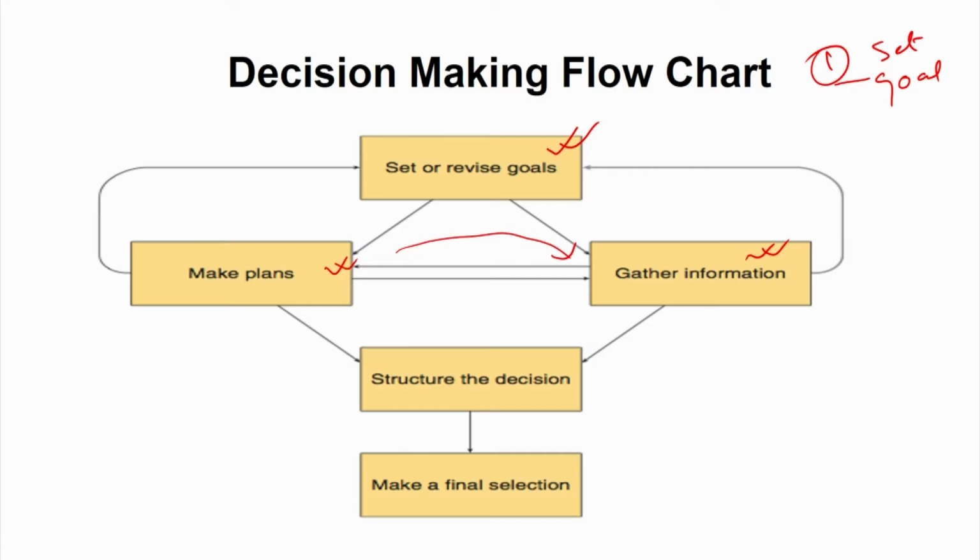This process of setting the goal, gathering information and making a plan is cyclic in nature, in the sense that as more and more information comes to you, your plans keep on changing, and so does the goal keep on shifting. This has to be done until people attain a certain level of certainty that this is what they want to do, and they get satisfied with the incoming information that they are fetching. Once they have decided to go to a particular institute and select a particular kind of major for their graduation degree, they have to then structure their decision.